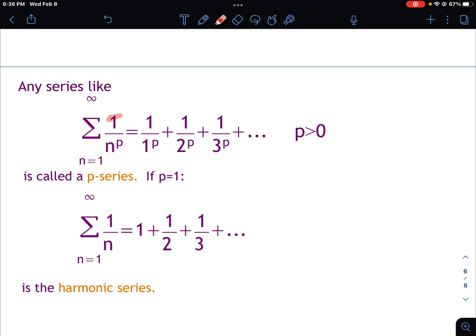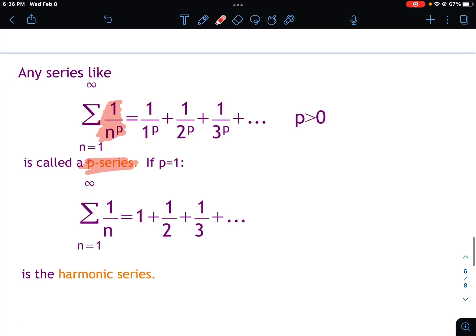Whatever happens with this, you get this function. It's 1 over n to the power of p. This is going to be called a p-series, okay? P-series, they look like this. You can have 1 over n. N can be any number, right? It goes from 1 all the way out towards infinity.